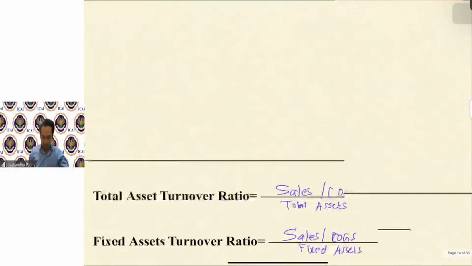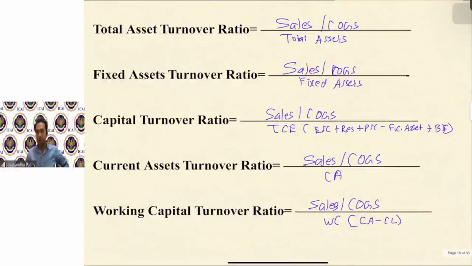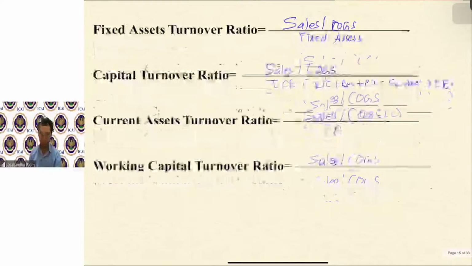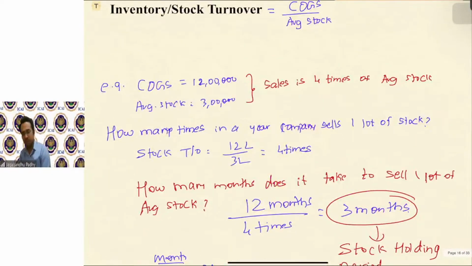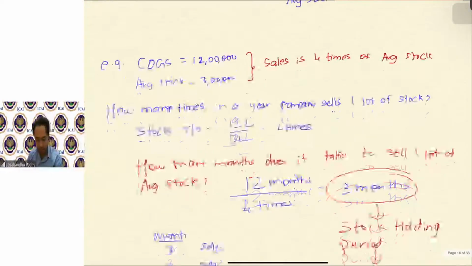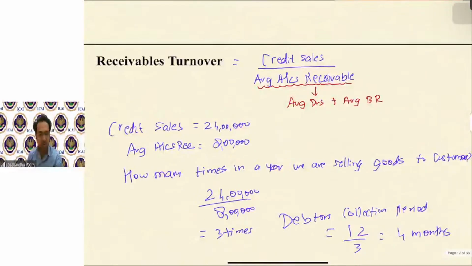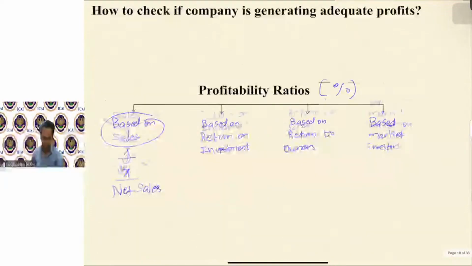Then we went ahead with the activity ratios or the efficiency ratios, which we were talking of in a sense about the asset turnover, fixed asset turnover, or capital turnover, current asset turnover, working capital turnover, all of those aspects. And we saw inventory turnover, which was telling us how many times in a year we were actually selling our one lot of inventory. And the same goes with the receivable turnover and payables turnover.